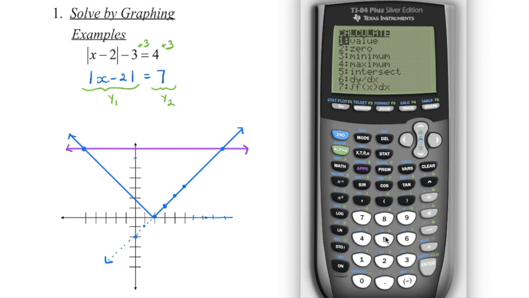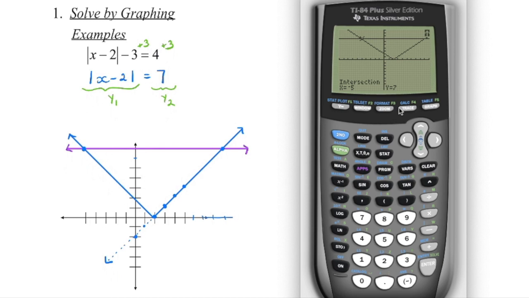Number 5 is intersect, and then remember, you're only going to go left or right so that you don't go off the graph. You're going to move the first cursor so it's close, and then your calculator prompts you, are you on the first curve? Press enter. And if you watch that cursor, you're going to see it jump to the second one. So we're going to go enter, there it jumps, enter, do you want me to guess? Enter to say yes, and there you go. So we can see that y is 7, but it's that x coordinate we want. So x is negative 5, that's our first solution.